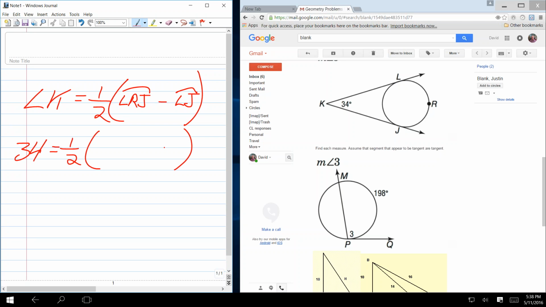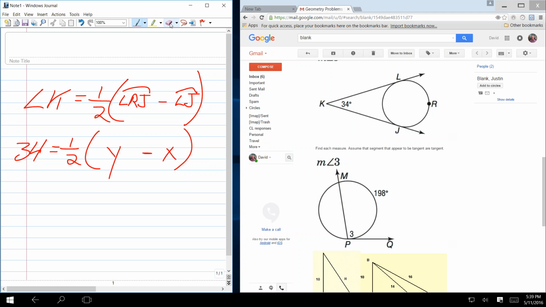I'm going to call LJ X. That's what we're trying to solve for. If LJ is X, what is LRJ? Let's call it something in terms of X, because if I can come up with an equation that only has one variable in it, I'm going to be able to solve for it. If I put Y in there, I have no way to solve it.